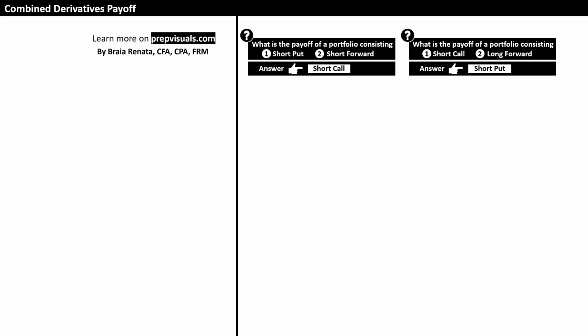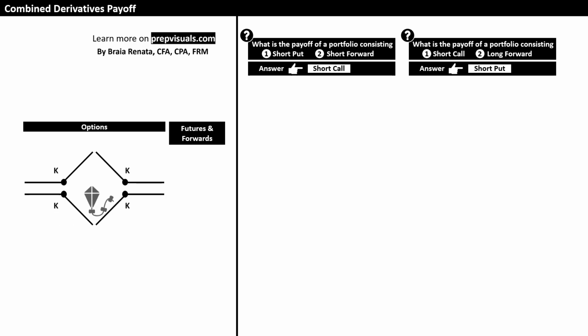Now, in order to solve these questions in an efficient manner, you need to be familiar with the payoff diagram of options and futures/forwards. In the case of options, I want you to visually memorize a payoff diagram that resembles a kite. In this diagram, the left-hand side represents call options, while the right-hand side represents put options. The top represents long positions, while the bottom represents short positions.